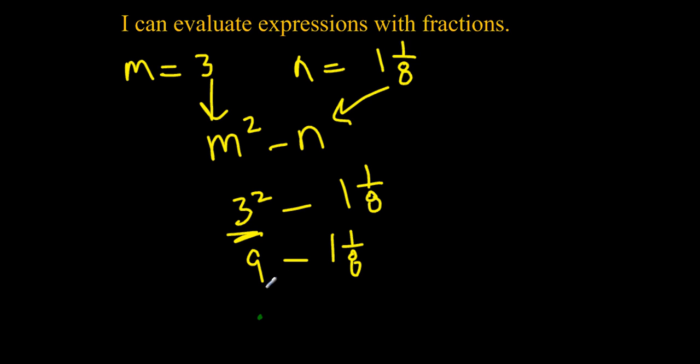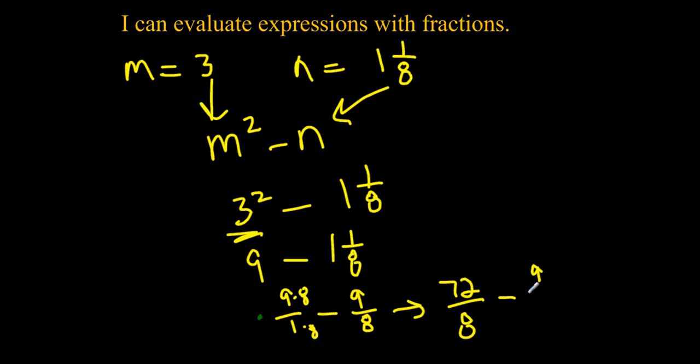So I might decide to change this into 9 over 1 minus 9 over 8, since 1 times 8 is 8, plus 1 is 9. I don't have a common denominator. I need one. I'll multiply top and bottom by 8. Woo! Look at how big this one gets. I end up with 72 over 8 minus 9 over 8. That is going to give me 72 minus 9, which is 63 over 8.